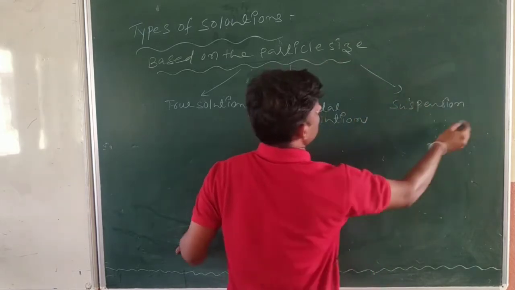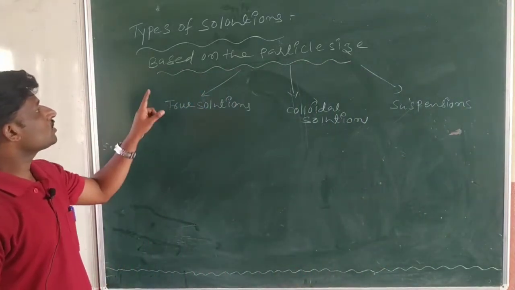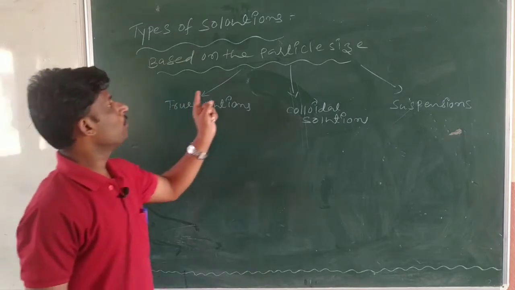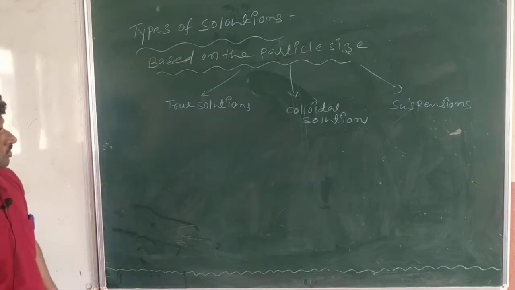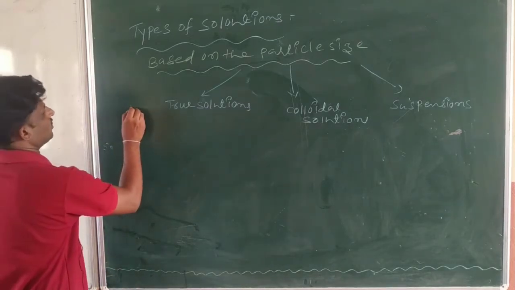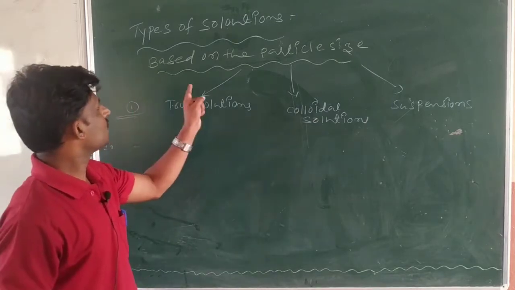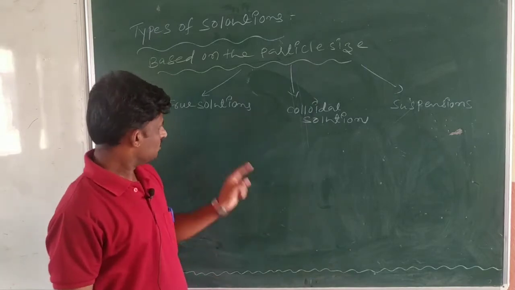So suspensions, these are generally solutions. These are divided or categorized based on the particle size. So let us talk about the true solutions. What are true solutions, or what are the characteristics of true solutions? First we'll discuss the particle size of these three solutions.